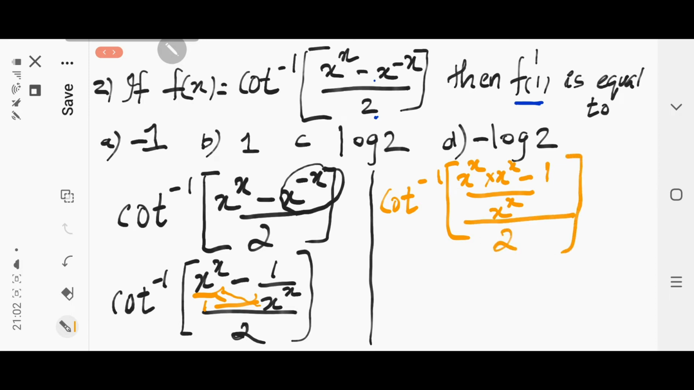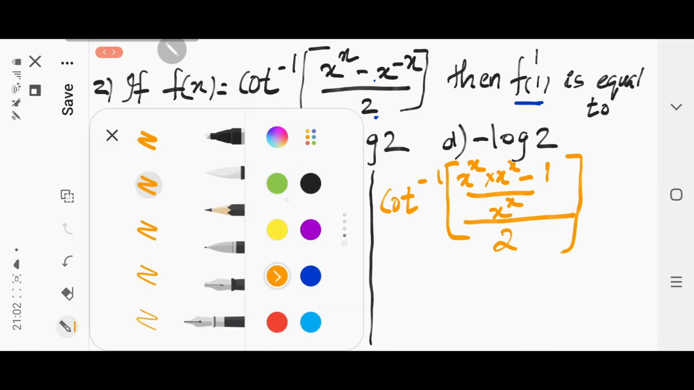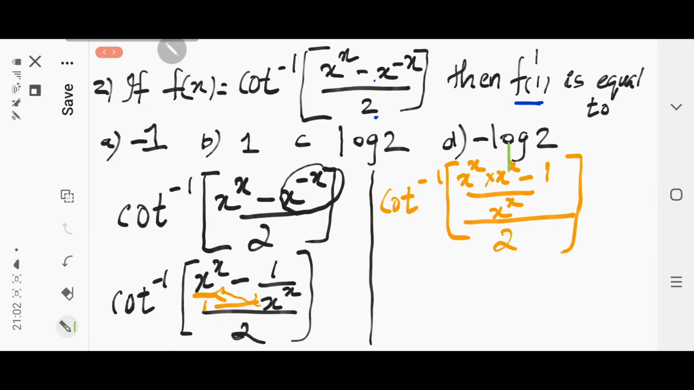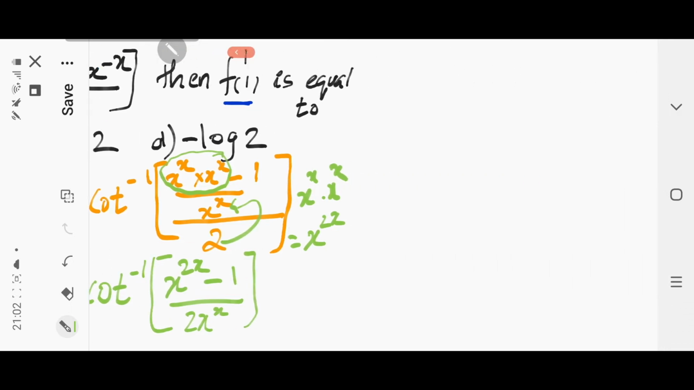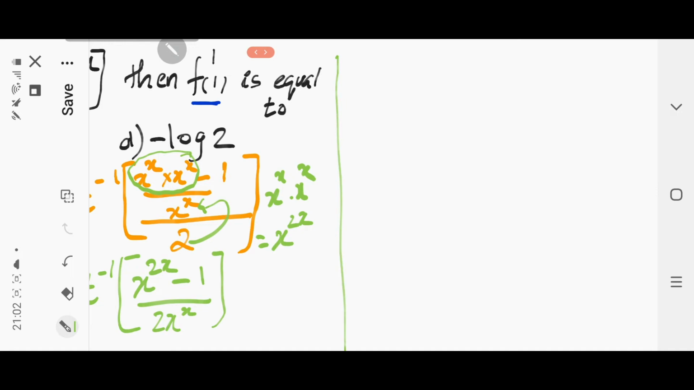See. Okay. Right? Then what to do then? You know that? What is that? X raised to x into x raised to x. These two things. What will it become? Cot inverse of, what is that? X raised to x into x raised to x becomes x raised to which x? 2x, right? Therefore you can write x raised to 2x minus 1 by, this becomes 2 into x raised to x, right? This 2 comes here, right? Yeah. Then what to do then? Again go into section.